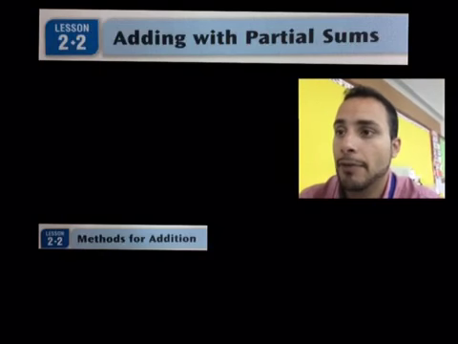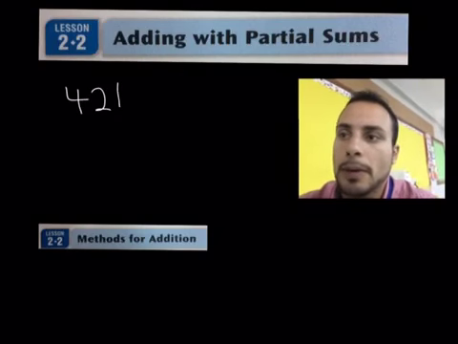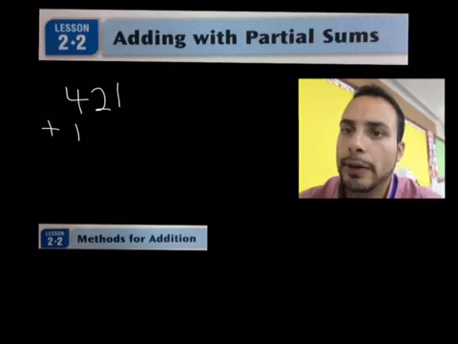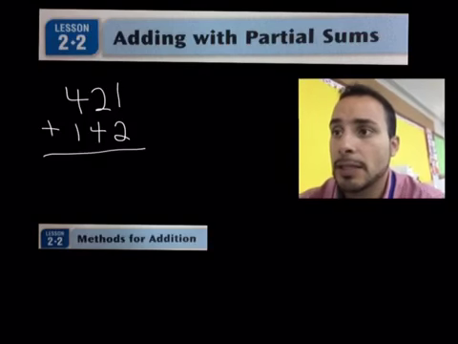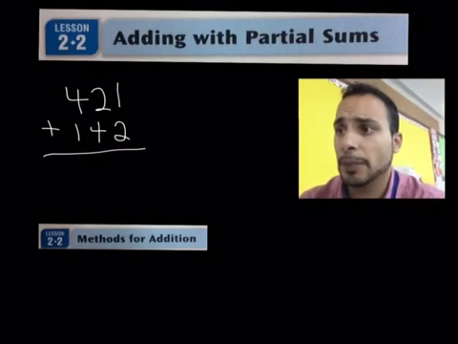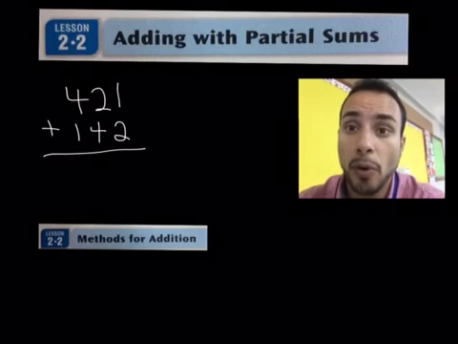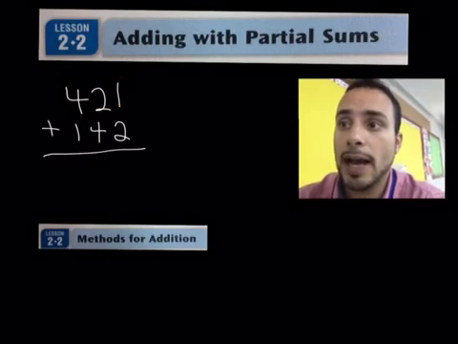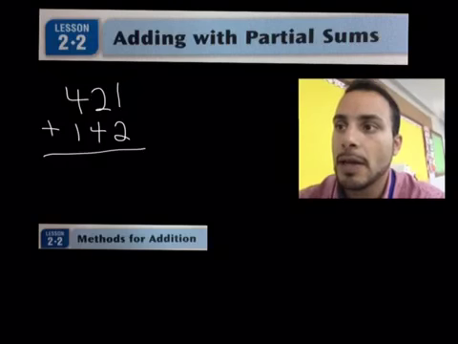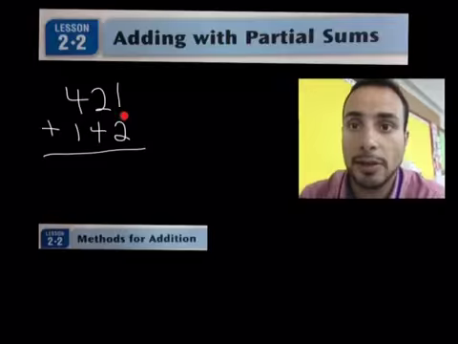Let's say that you have the number 421 plus 142. What they mean by adding by partial sums means that you actually have to look at the place value. You understand that this 4 right here has the value of actually 400. This 2 has the value of 20, and this 1 has the value of 1. This has the value of 100, this has the value of 40, and this has the value of 2.